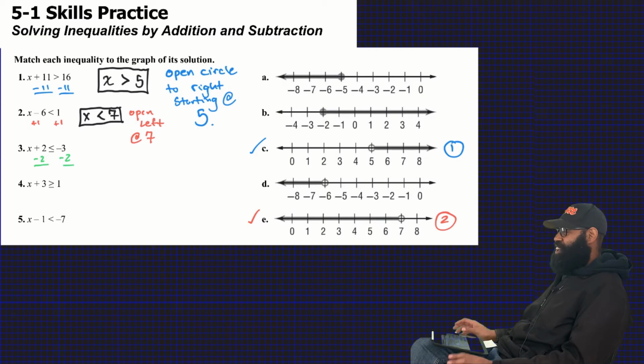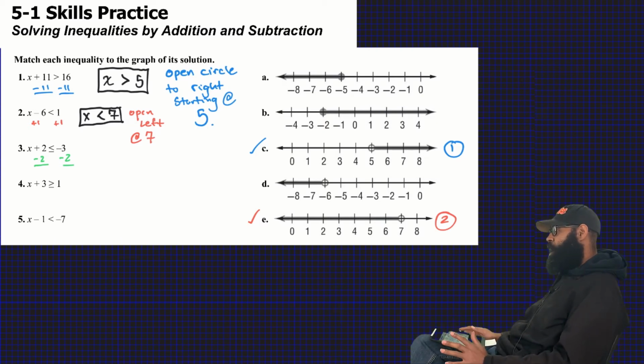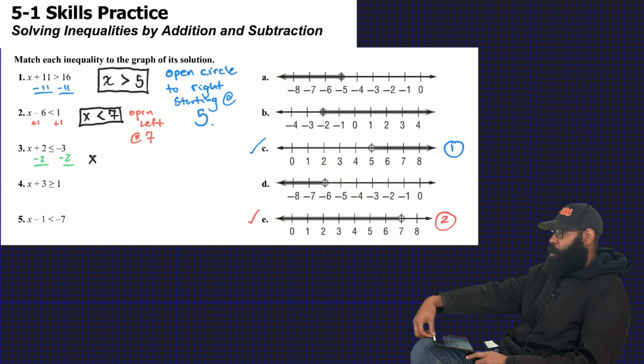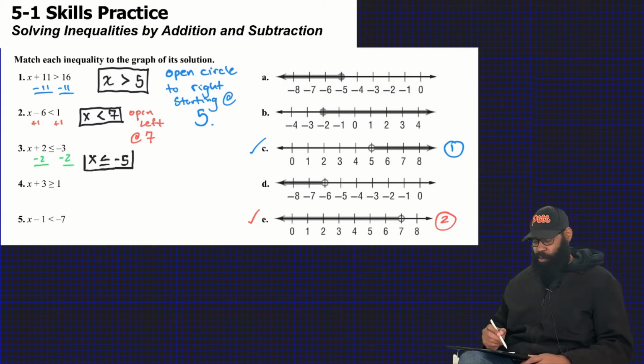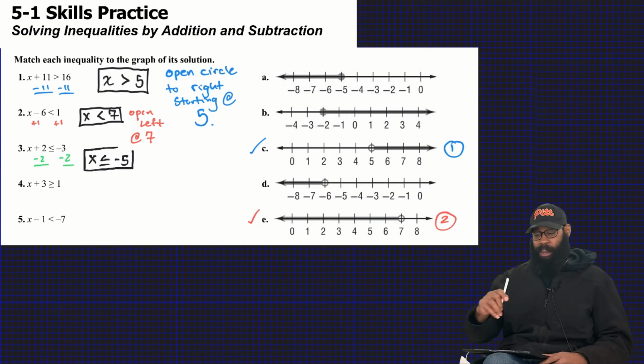Love it. All right, guys, still having fun with this here. We got x plus 2 is less than or equal to negative 3. And you know what, guys? I think this will be a good time for a pause. So I'm going to go ahead and give it a pause, guys, so we can talk about this because it's going to keep happening over and over.